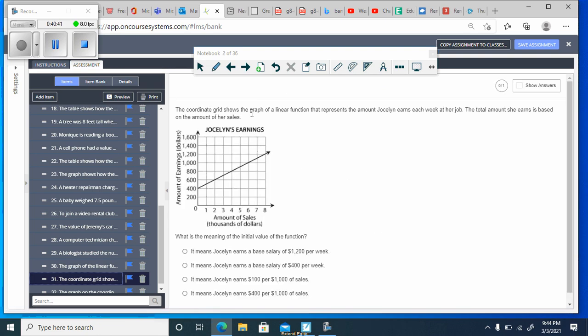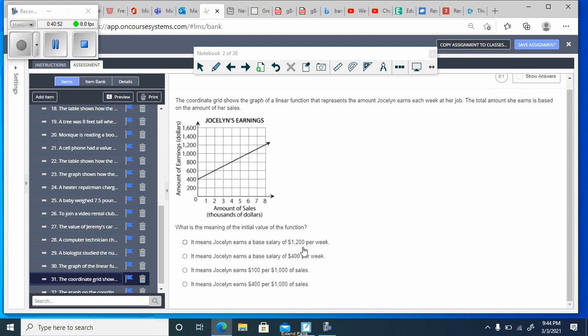The coordinate grid shows the graph of a linear function that represents the amount Jocelyn earns each week at her job. The total amount she earns is based on the amount of her sales. Okay, what's the meaning of the initial value, which is 400, the amount of her earnings? Isn't that what she's going to get before any of her sales? Because that's at 0 sales, right? It means she's got a base salary of 400 per week.